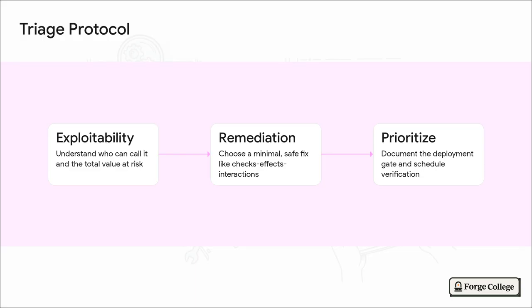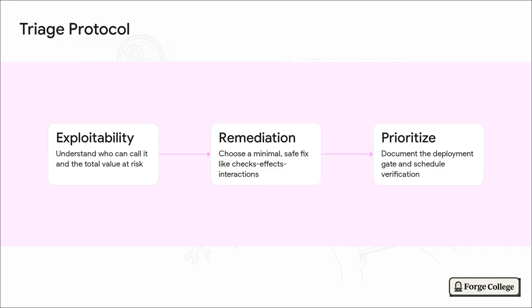Step 2. Choose minimal remediation. Listen, we do not want to rewrite the whole contract here. The simplest fix is often the checks-effects-interactions pattern. We just reorder the code so we update the user's balance before we make that external call. It's safe, it's minimal, and it's effective.